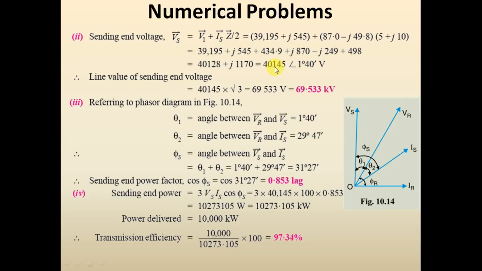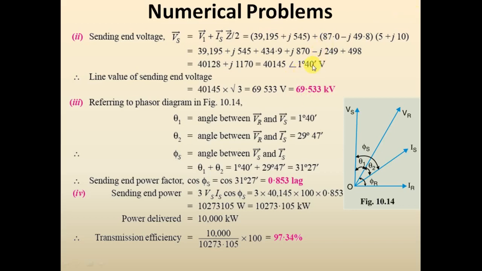This value is actually the per phase sending end voltage, but when the problem asks to find the sending end voltage, you have to calculate the line value of the sending end voltage. So in order to obtain the line value of sending end voltage from the per phase value, you have to multiply it by √3 and you will finally get the value of sending end voltage as 69.533 kilovolt.